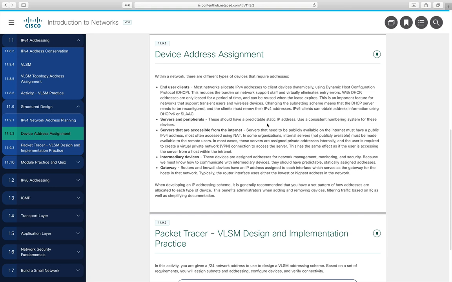Intermediary devices, these are your routers, your managed switches, your firewalls, things like that. They have to have IP addresses so you can connect to them and manage them. Just like the DVR example I gave or the printer example, you want them to have predictable or known static IP addresses that do not change.